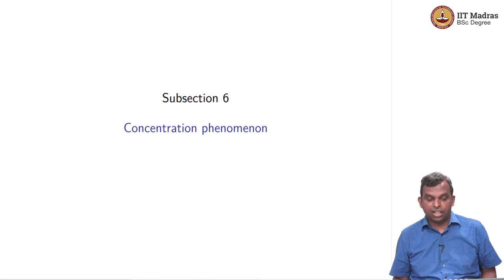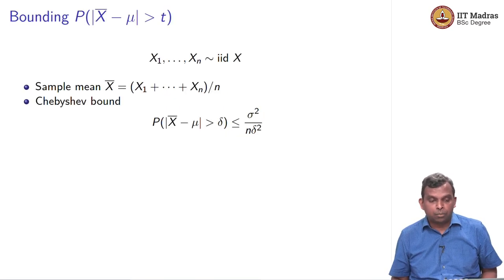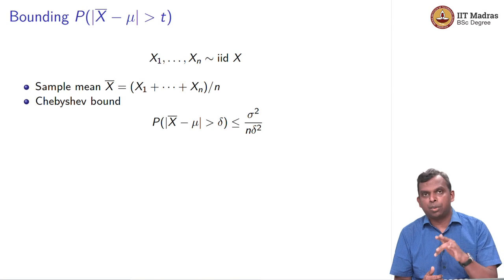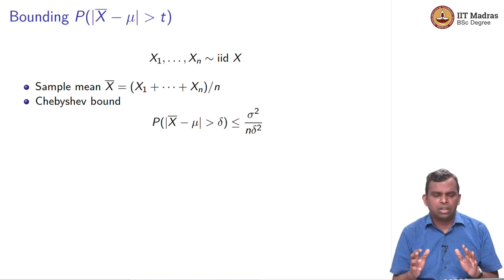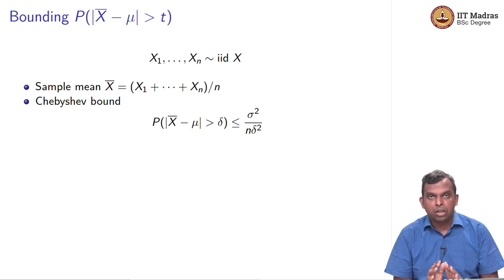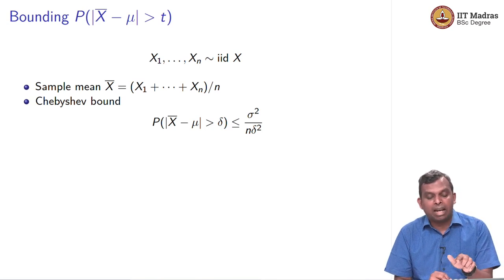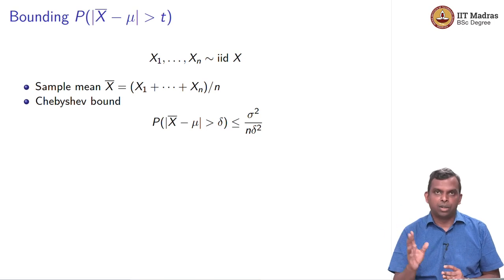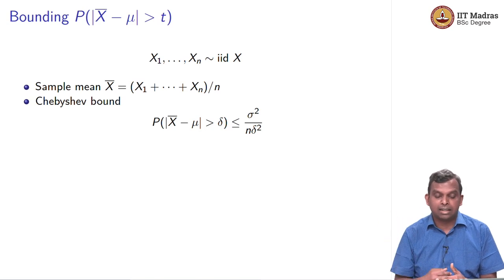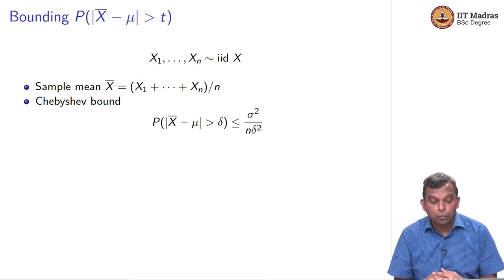First thing we'll do is this concentration phenomenon. The basic idea behind looking at concentration is to try and bound the probability that the sample mean deviates from the distribution mean by more than some t. This is the central idea behind what's called the concentration phenomenon. Let's see once again what the setting is. You have n IID samples from a certain distribution X. This is the usual setting. Then we define our sample mean, which is X1 plus X2 plus up to Xn, divided by n.